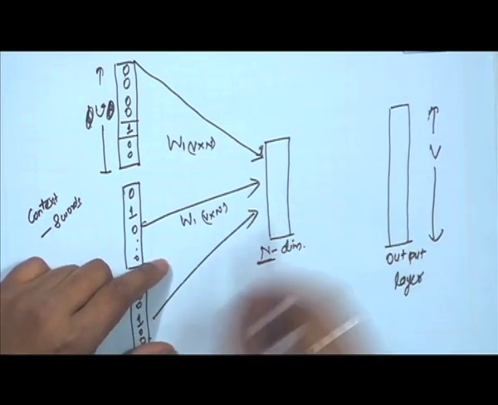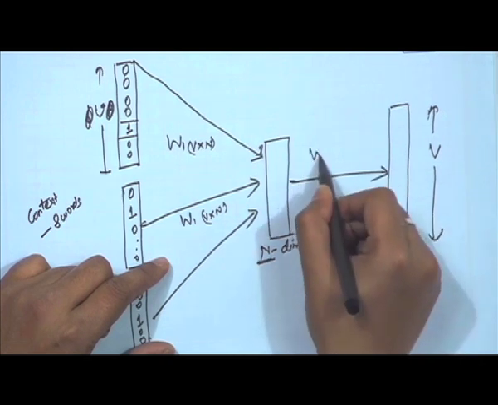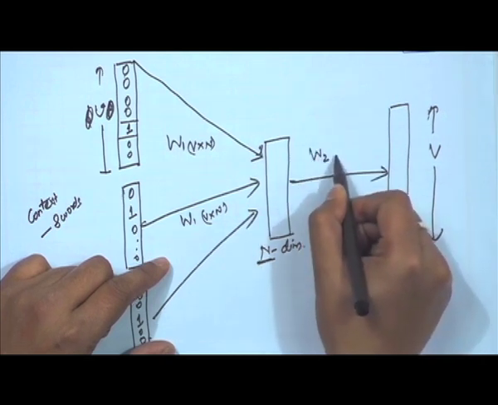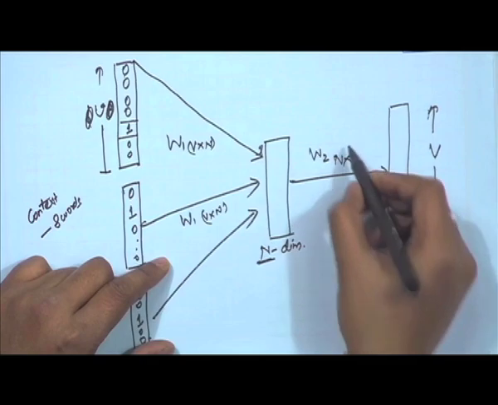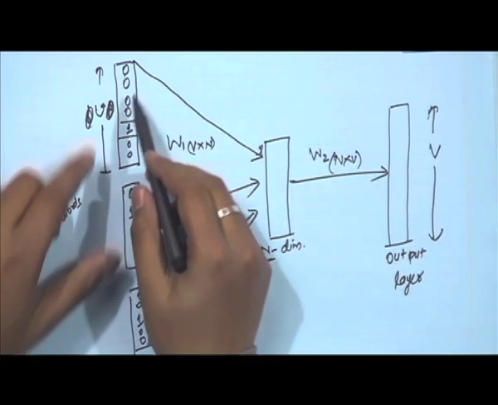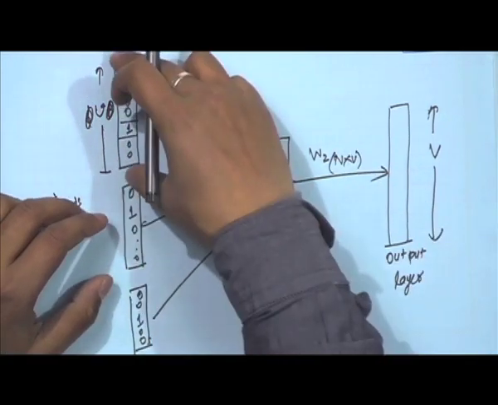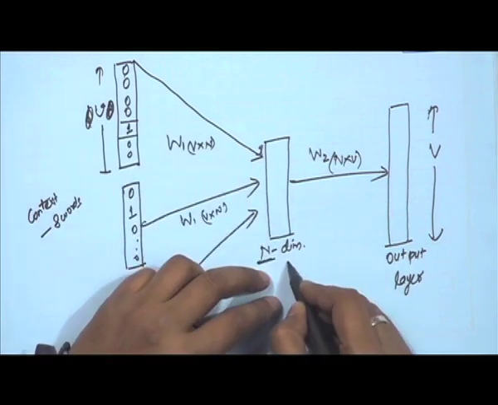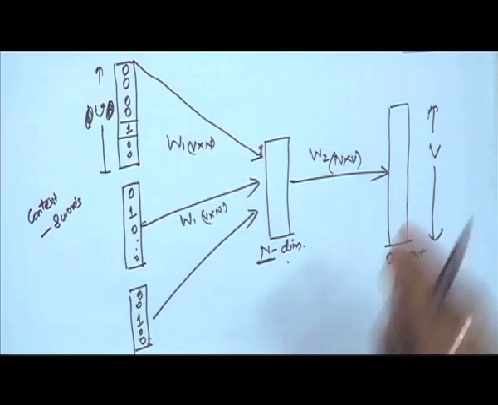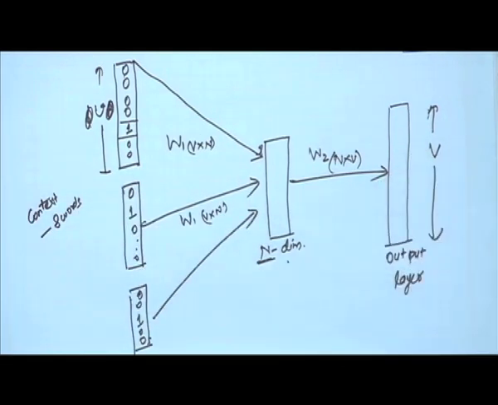So what will be the second weight here? This will be n cross v. Okay. So you are starting with a v dimension, going to n dimension in the hidden layer, and then going to the v dimension in the output.